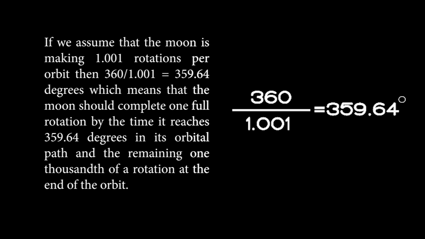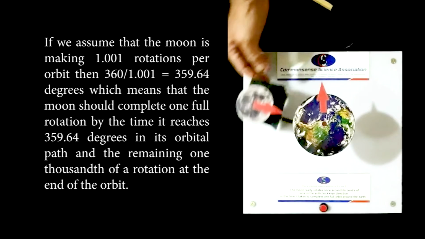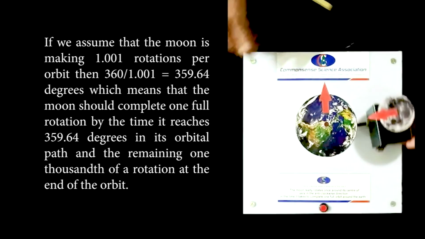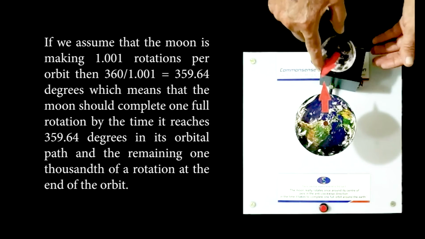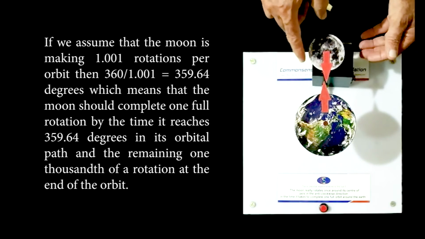If we assume that the moon is making 1.001 rotations per orbit, then 360 divided by 1.001 is equal to 359.64 degrees, which means that the moon should complete one full rotation by the time it reaches 359.64 degrees in its orbital path and the remaining 1,000th of a rotation at the end of the orbit.